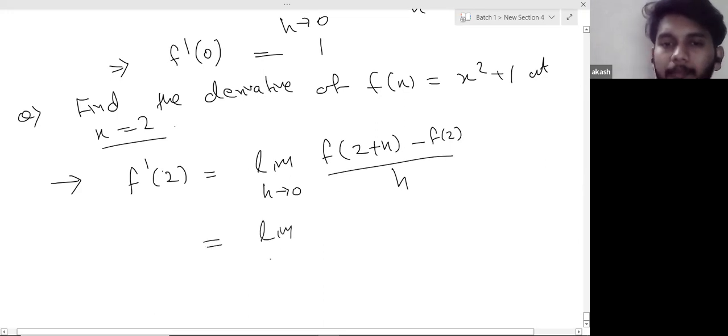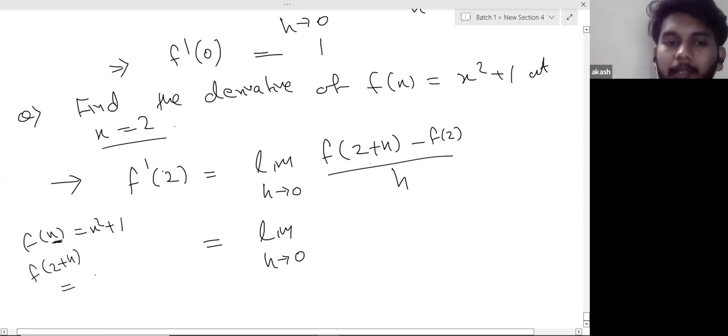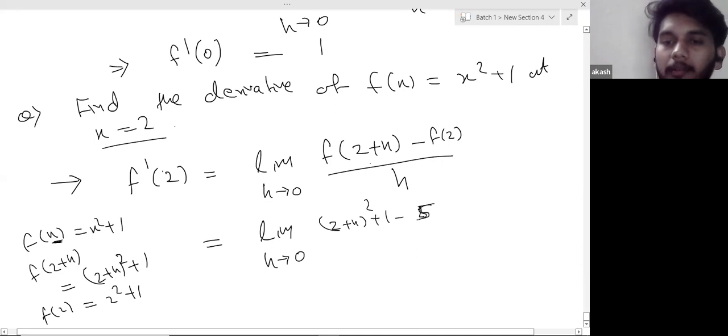So now limit h tending to 0 of f of 2 plus h. We have the function as x square plus 1. So if you put the value of x as 2 plus h, you will get (2 plus h) square plus 1. F of 2 will be 2 square plus 1. So let's put the values here: (2 plus h) whole square plus 1 minus (2 square plus 1, which is 5) upon h.